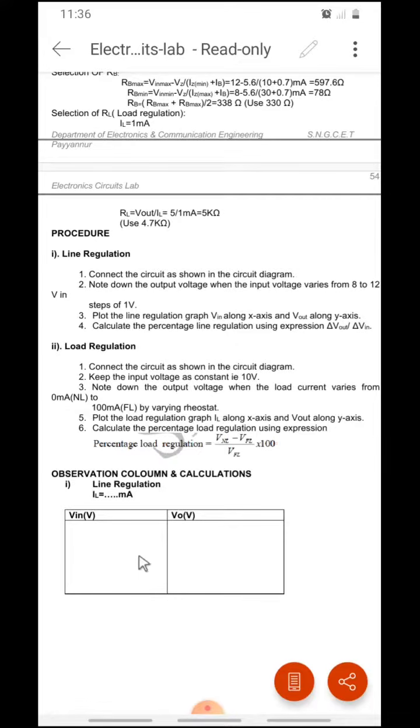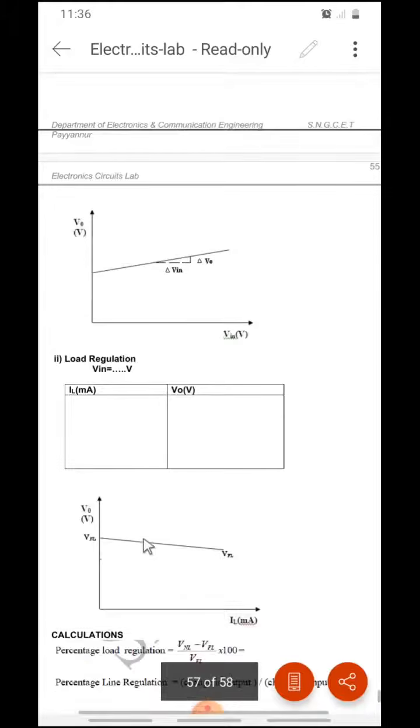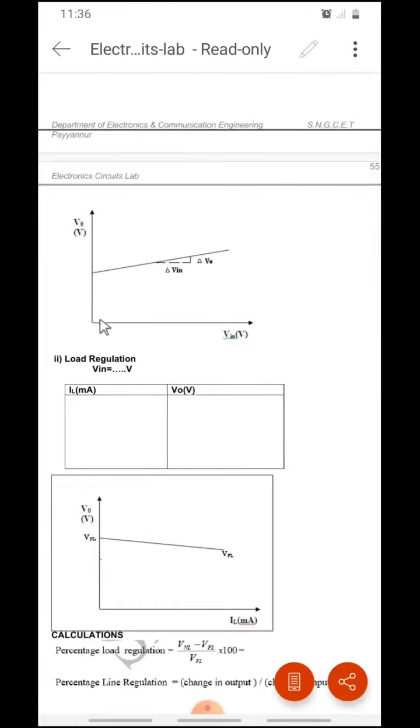Okay. Let us see. For that we will first give an input of 10 volt at this side, and we will check whether the output voltage is 5 volt, and then we can vary the voltage and observe the output. Okay. So, this is the expected graph for this line regulation. For an ideal case, it should be a straight line. This is the input voltage versus output voltage curve, and this is the line regulation curve.